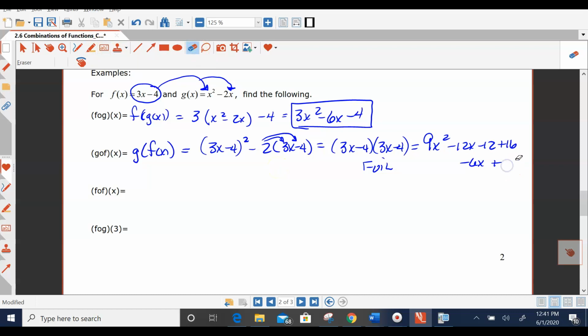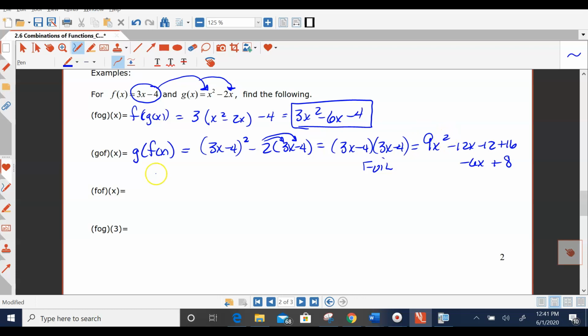What is that? -2 times a 3x is a -6x. -2 times a -4 is a positive 8. Watch your arithmetic. I make those mistakes as well. Now what we need to do is combine those terms.